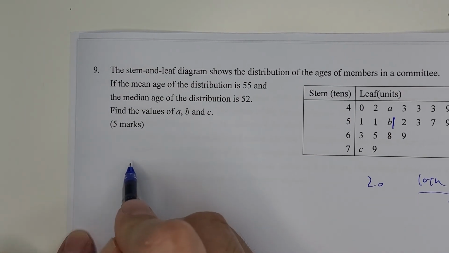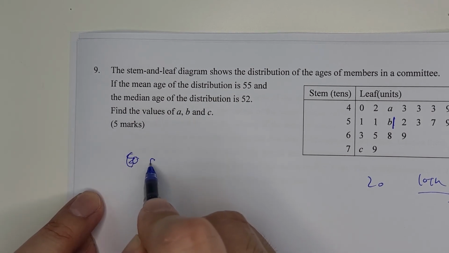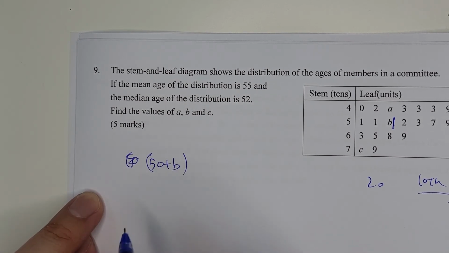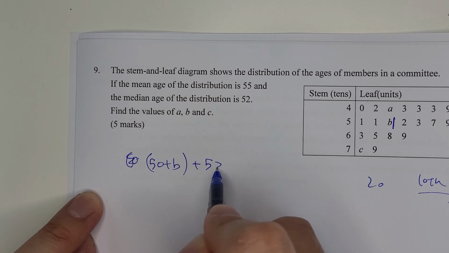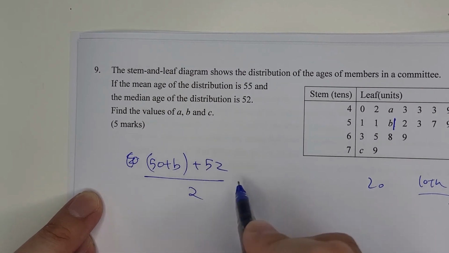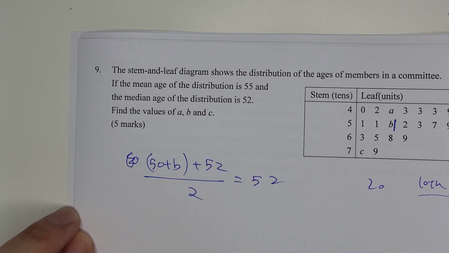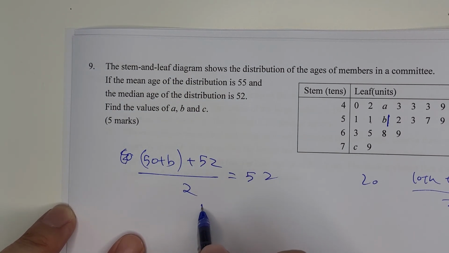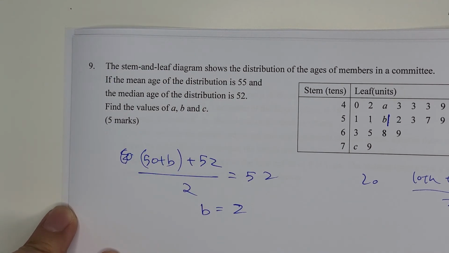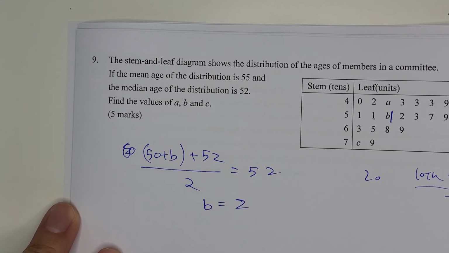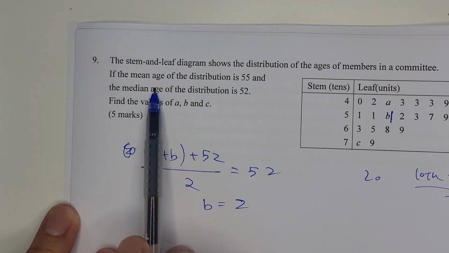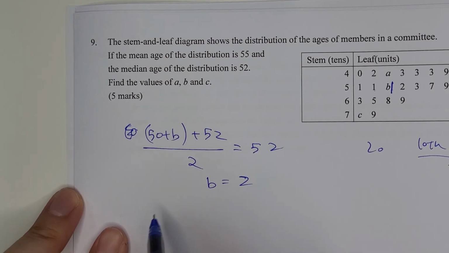And you can find B first actually. 50 plus B, there's the 10th data, plus 52, over 2. That is 52, the median again. Therefore, B, of course, is 2. That's not so difficult to find out. And the mean age of the distribution is 55. Oh, that means you need to add up all these 20 numbers.